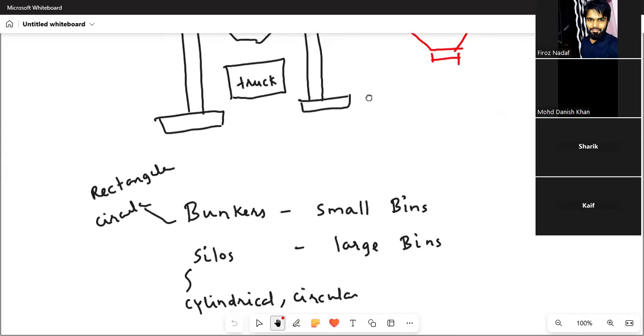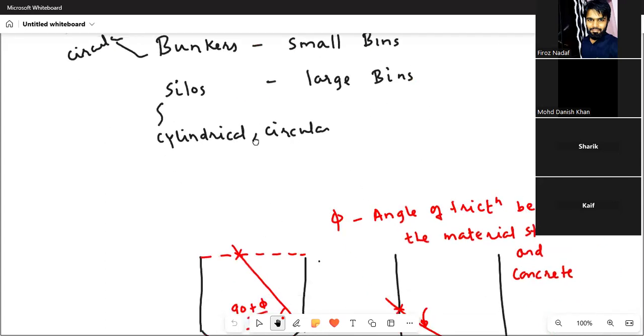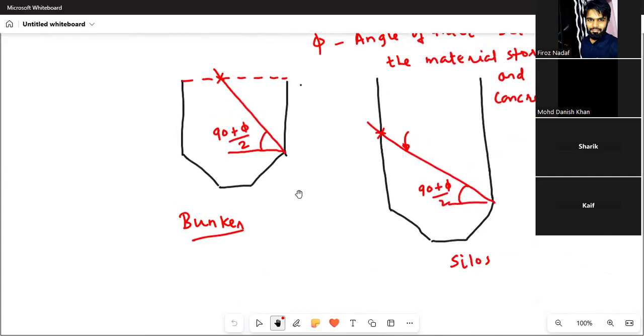So bunkers are termed as small bins. Those are small in size, and the silos are termed as large bins. Bunkers could be of rectangular shape, square shape, and you will also get bunkers of circular shape. But silos, most often, are of circular or cylindrical shape. And we have to distinguish between the bunkers and the silos.